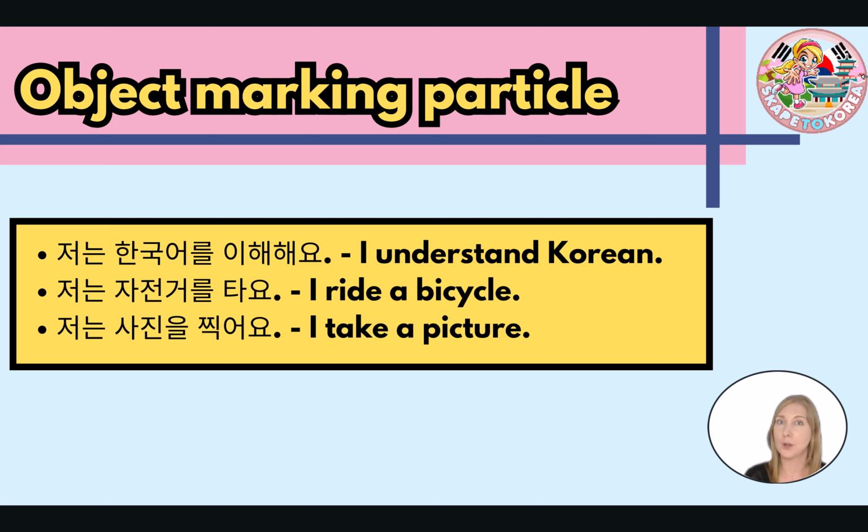저는 자전거를 타요. I ride a bicycle. What do I ride? A bicycle. So a bicycle is the object of your sentence, and I am the subject because who's riding the bike? I am. 저는 사진을 찍어요. I take a picture. So again, what do I take? Picture. So picture is your object. Who's taking a picture? I am. So me, I is the subject.